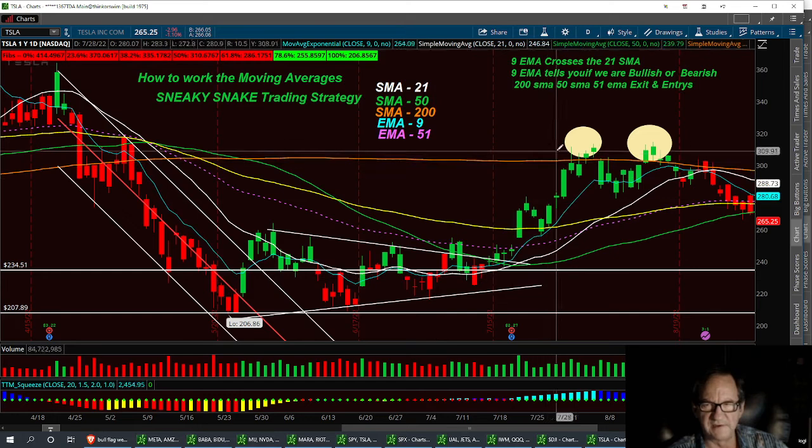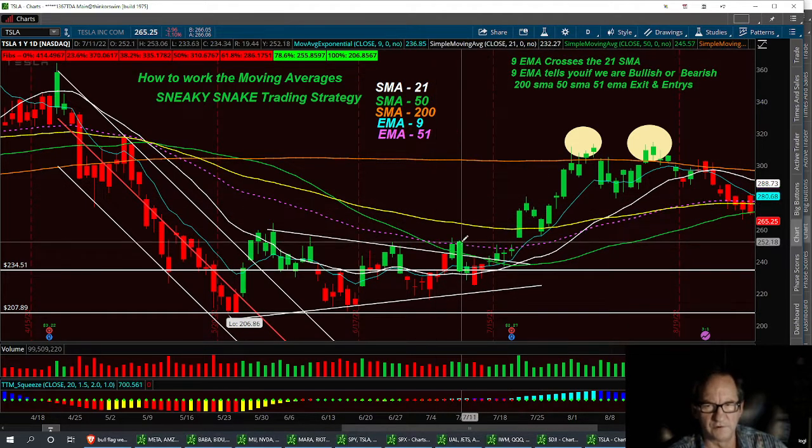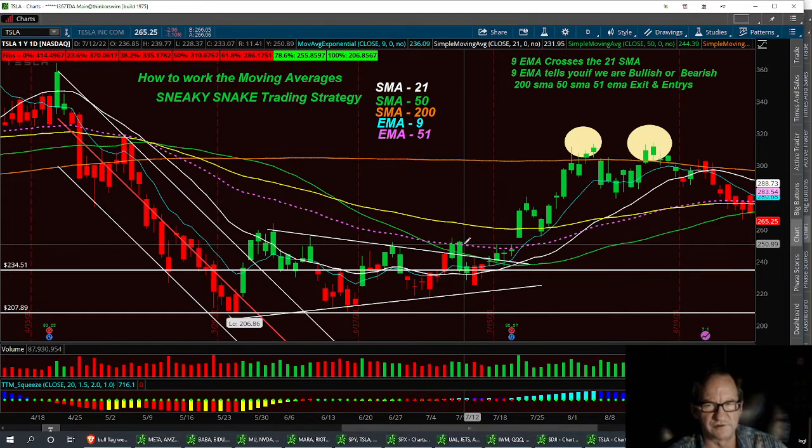So here's your snake. You hit the 200, it pulls back and hits the 50. This could be another entry idea. You take it off the 50 or the 51. Now I use this 51 also when I'm day trading or when I want to exit a swing trade. I really love this 51 EMA. If you don't have it on your chart, add it to it if you're a moving average trader.